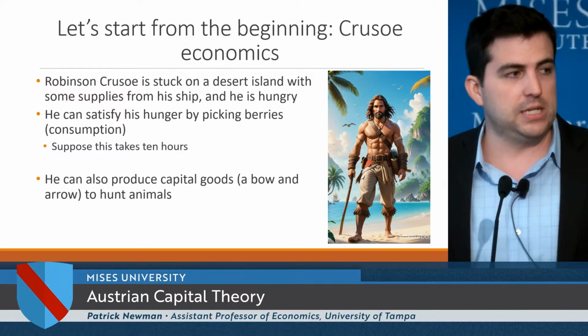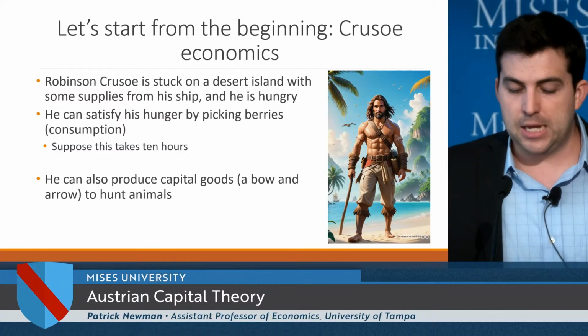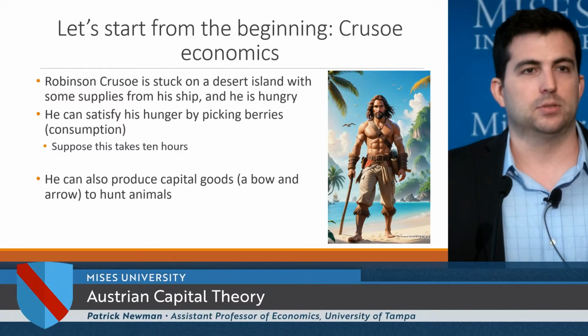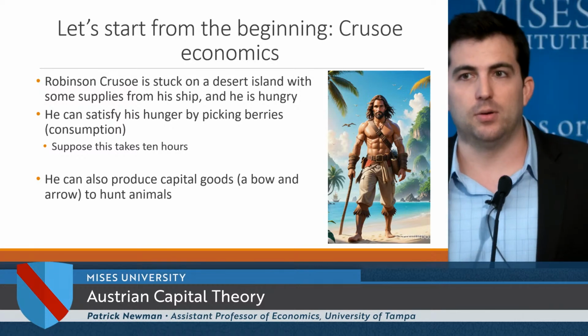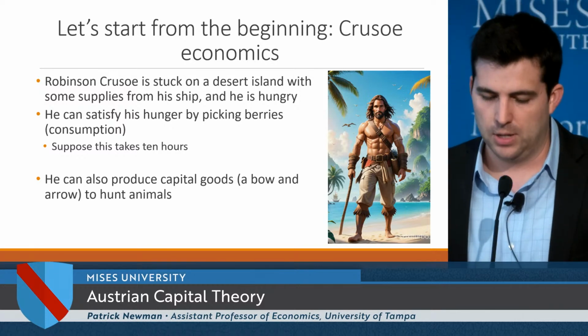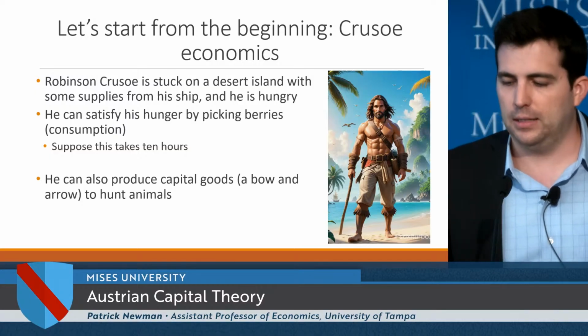But what he can also do is produce capital goods, right? He could produce a bow and arrow to hunt animals, right? He's going to want some protein, so he's going to have to go for some sort of animal, and he's going to need to produce a capital good, right? Let's say a bow and an arrow.